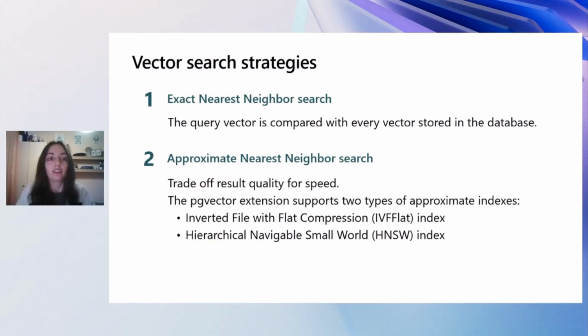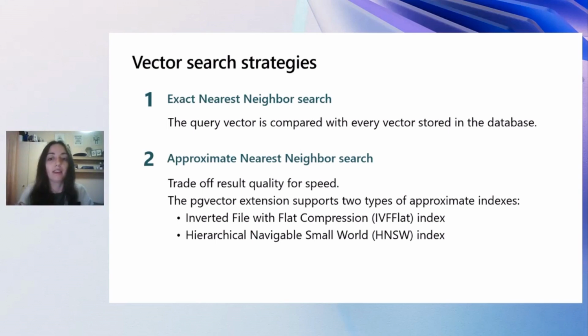This type of search is called exact nearest neighbor search because it compares the query vector with every vector stored in the database. And while this type of search provides perfect recall, it can lead to larger search times. So to enhance efficiency when using larger datasets, we can create indexes to enable approximate nearest neighbor search, which trades off result quality for speed. pgvector supports two types of approximate indexes, the inverted file flat or IVFFlat index and the hierarchical navigable small world or HNSW index.